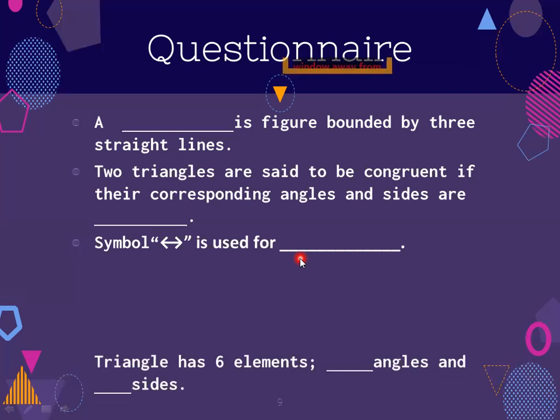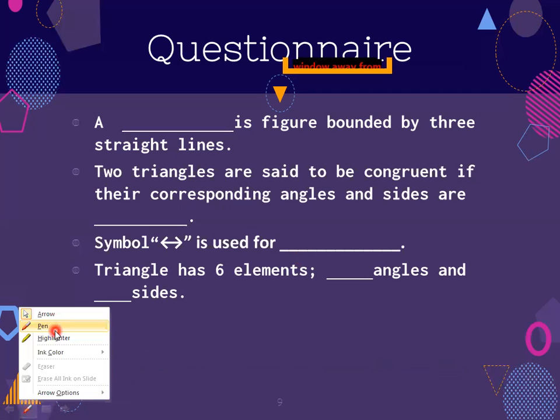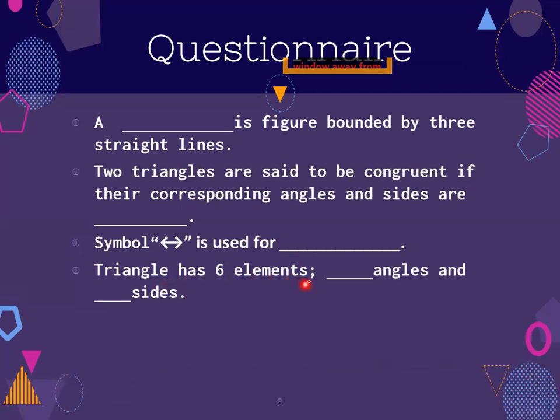Next, triangles have 6 elements. Out of those 6 elements, dash are angles and dash are sides. So how many sides and how many angles are there in a triangle? Yes, the answer is: triangles have 6 elements, out of which 3 are angles and 3 are sides.